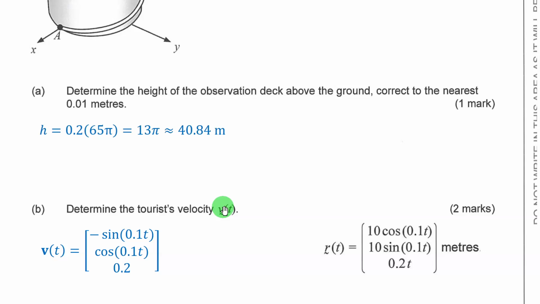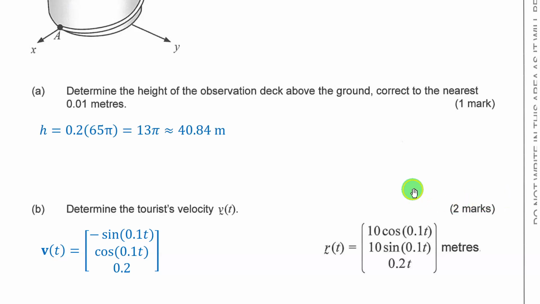So moving on to part B, determine the torus velocity. Now, we could again do this on the calculator. ClassPad loves nothing better than to do a bit of differentiation of vectors. Just make sure if you are planning to do it that you've got your vectors in a row. If you put it in as a column, ClassPad won't differentiate it. But if you put it in as a row vector, it will.